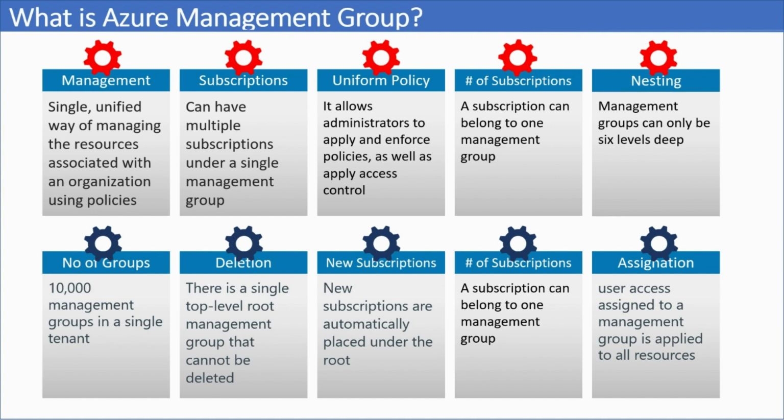Next comes nesting. Management groups can only be 6 levels deep. Azure Management Groups have a hierarchical structure, with a maximum of 6 levels of depth allowed. This means that you can have a management group at the top level with other management groups nested within it, and so on until you reach the sixth level.